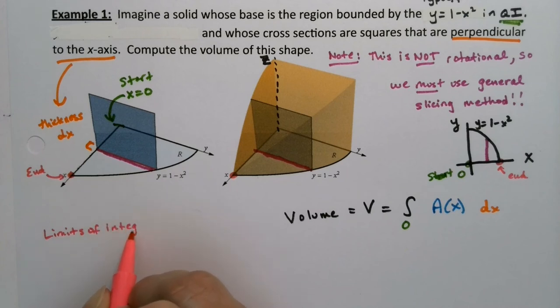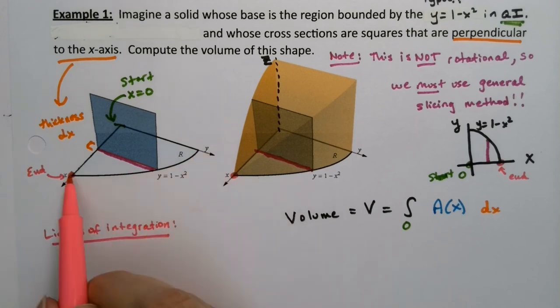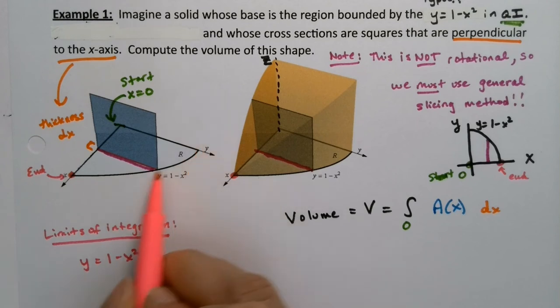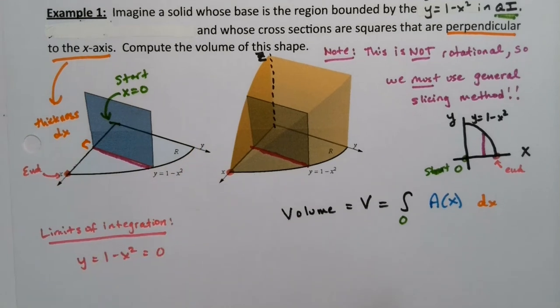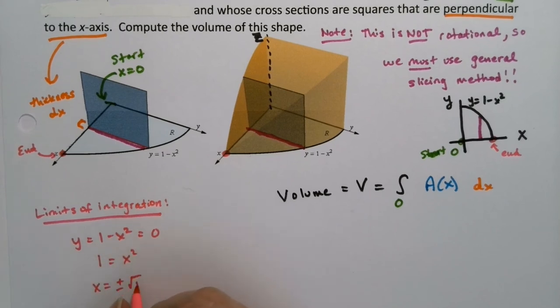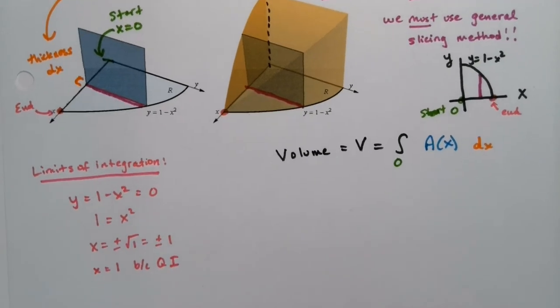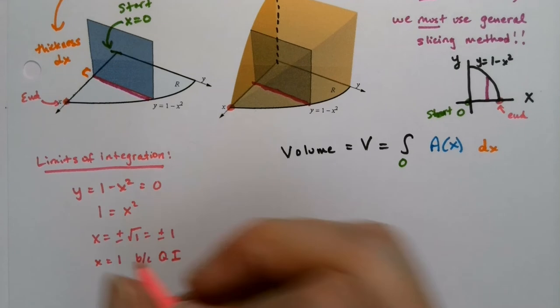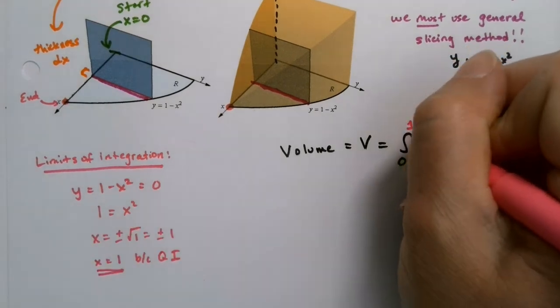let's see here. Well, at that point, the curve y, which is 1 minus x squared, is equal to 0 because you're sitting on the x-axis. So that means 1 is equal to x squared, which means x is equal to plus or minus the square root of 1, which means plus or minus 1. Now that said, I only want positive 1 because we're in quadrant 1. If we were in quadrant 2, then x equals negative 1 would be lovely. But since we're in quadrant 1, I'm going to go to 1 right here.